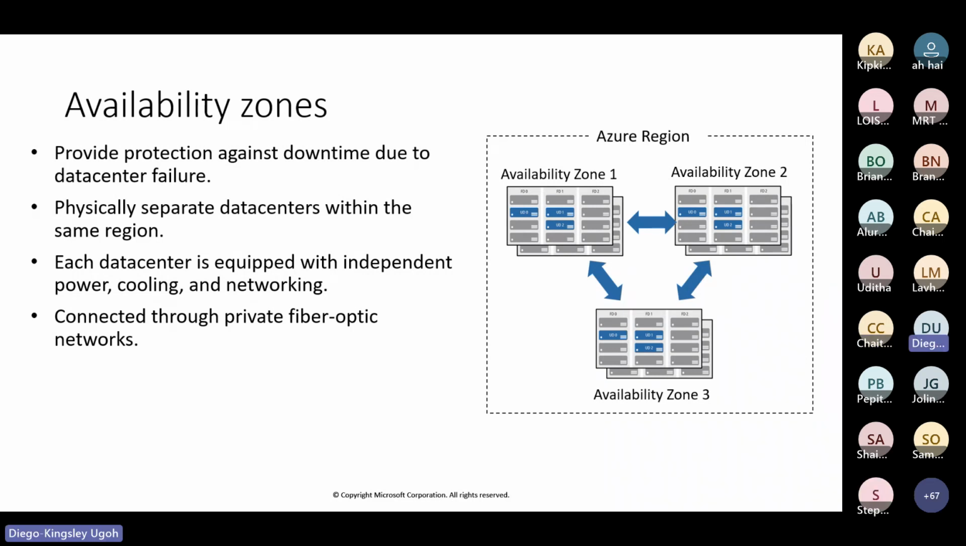All right. So I said that an availability zone provides protection against downtime due to data center failure. An AZ is a physically separate data center within the same region. Each DC is equipped with independent power, cooling, and networking. And DCs in a region are connected through private fiber optic networks.